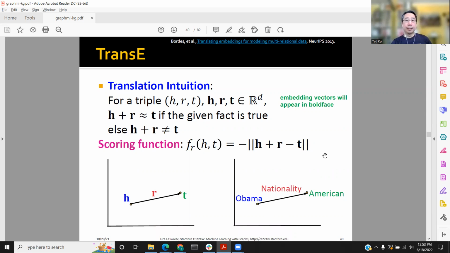All right, so that's the starting point. Does that make sense in terms of how we're using R as basically a translation vector that we're adding to the head? This is why it's called translation. TransE is short for a direct translation embedding. Any questions about this definition of TransE?